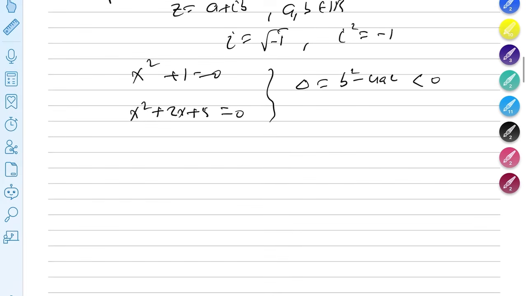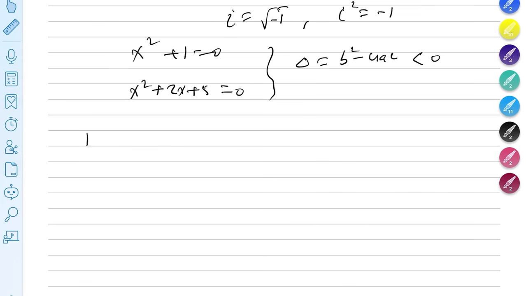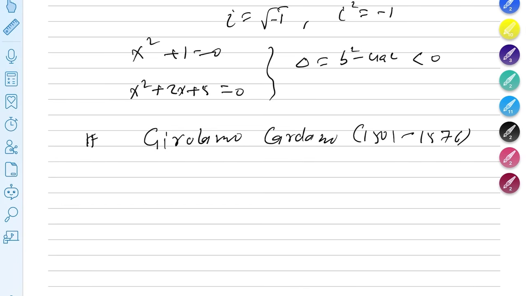If we talk about a little bit of the history of the complex number, its beginning is found basically in the work of the mathematician Girolamo Cardano, who lived from 1501 to 1576.